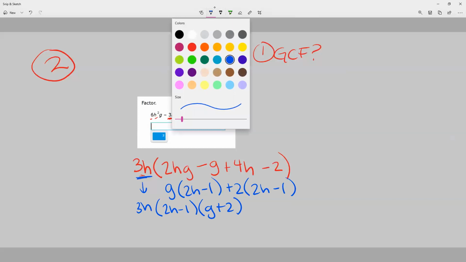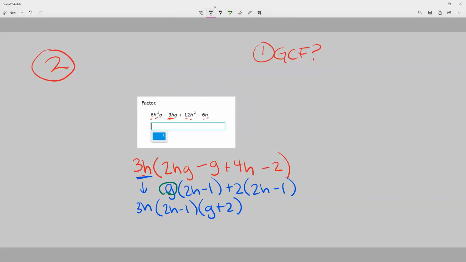So hopefully you were following along pretty well last week. So this g plus 2 comes from these two. And then 2h minus 1 comes from the same. This is my answer.